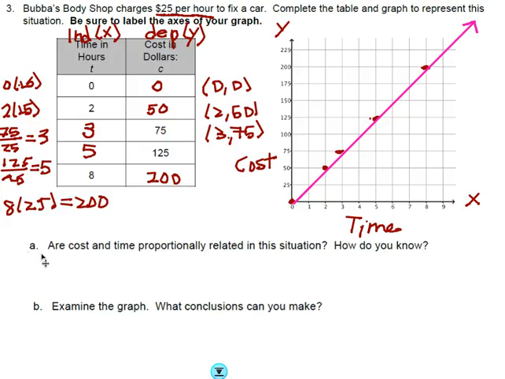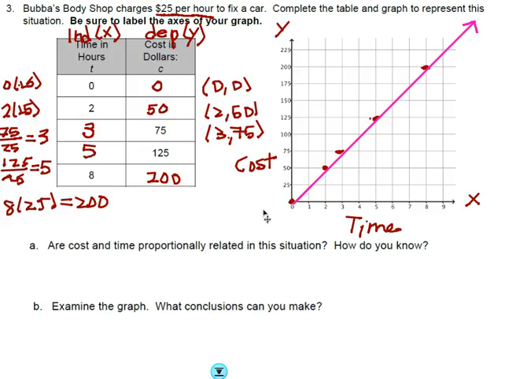Part A is asking us, are cost and time, the two variables, x and y or t and c, are they proportionally related in this situation? And how do you know? So basically, is this a proportional relationship? Now, a lot of you, when you answer this, you're going to say yes, because the graph is a straight line and it goes through the origin.